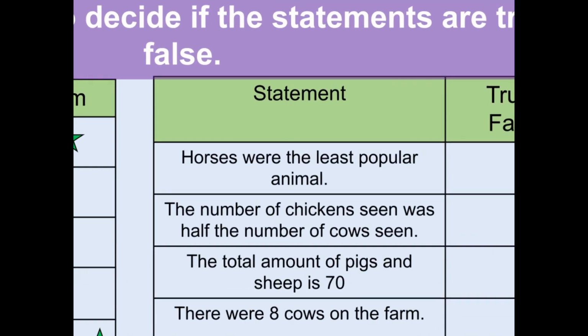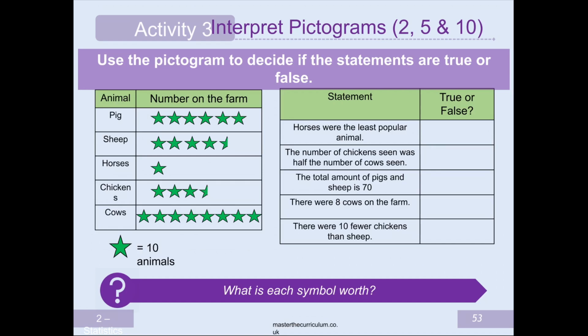It says, horses were the least popular animal. Now you have to look at your pictogram and interpret it. Least popular means the less or the lowest number of animals. Which one at a glance has the lowest number of animals? That's right, it's horses with only 1 star, which makes 10 horses. And it says here, horses were the least popular animal. So that statement matches the pictogram. So we would write true.